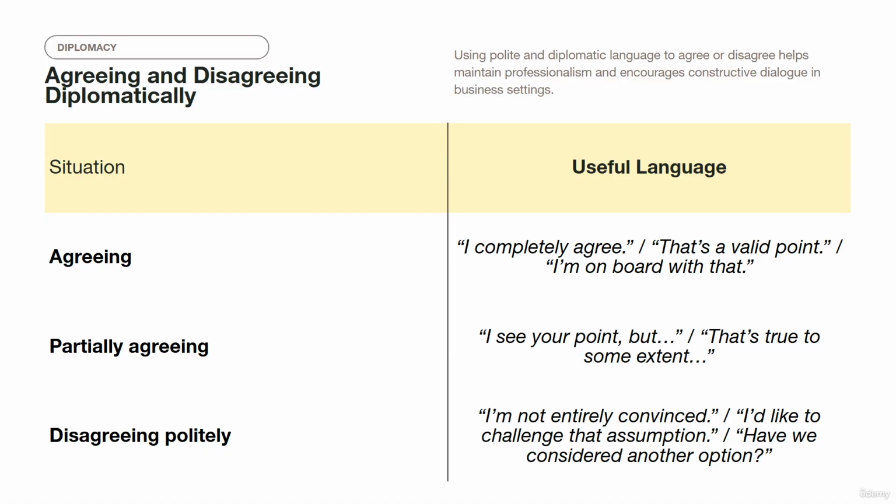Very important, when we are proposing, when we're debating, when we're trying to choose the right way to go, that we can agree and disagree and partially agree diplomatically and politely. For agreeing, we have phrases like, I completely agree, that's a valid point, I'm on board with that.